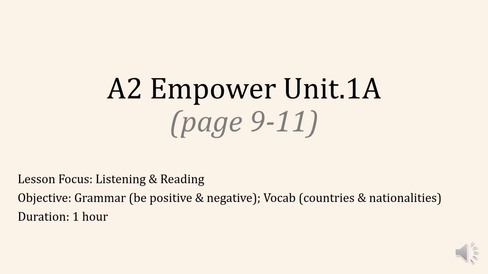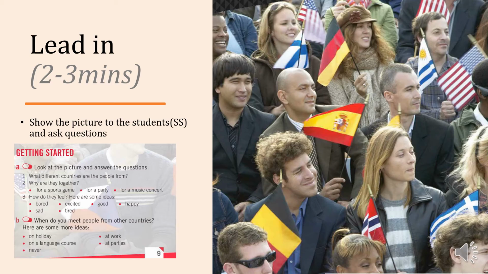At the end of the lesson, they should be able to: 1. Understand a conversation about people's countries and nationalities. 2. Use present simple, positive and negative forms of verb be. And 3. Ask for and give simple personal information about other people. Show the picture from page 9 and ask the questions.